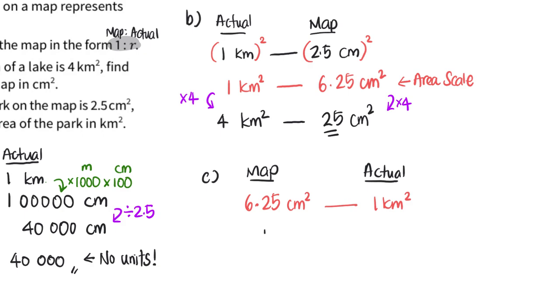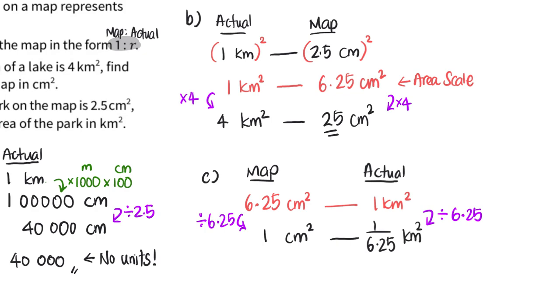Well, this is what Mr. Tan likes to do. I would like to first find what is my 1 cm square. I divide by 6.25. And at this stage, you don't really have to work out the numbers yet. You can leave it as such. And therefore, I will be able to get my 2.5 cm square easily now, isn't it? 1 times a number gives me 2.5. What number is that? Yes, 2.5. And that will then give me the answer of 0.4 kilometer square.